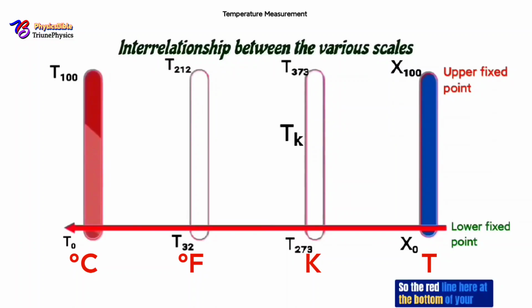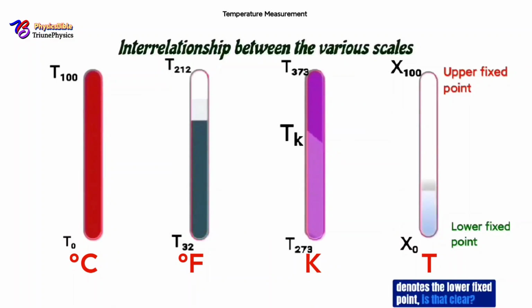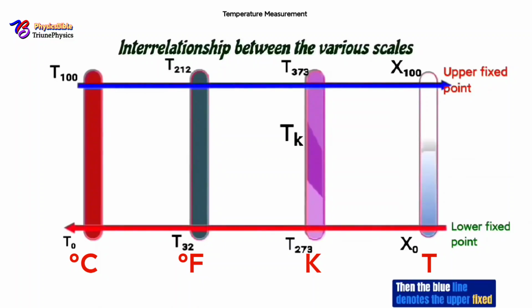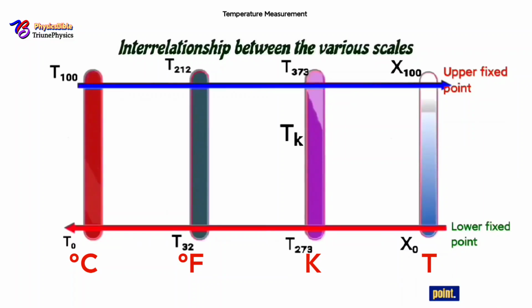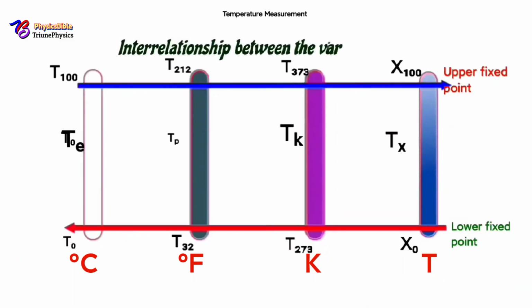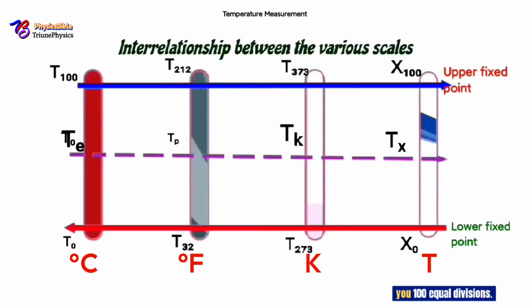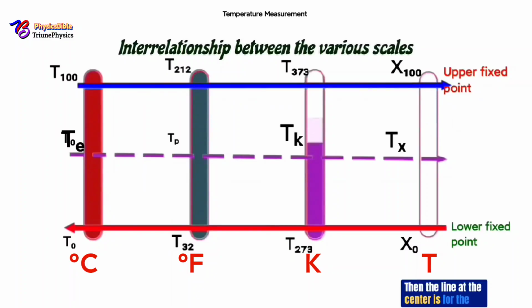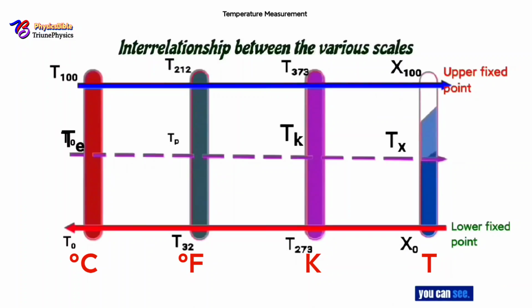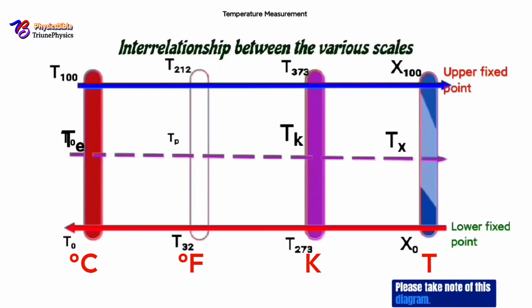Are we together? So the red line here at the bottom of your screen denotes the lower fixed point. Is that clear? Then the blue line denotes the upper fixed point. It denotes the starting point and the ending point, the point of origin and the point of termination. The difference gives you distance and gives you 100 equal divisions. Then the line at the center is for the unknown temperature. You can see we use that to calculate for the unknown. Please take note of this diagram.